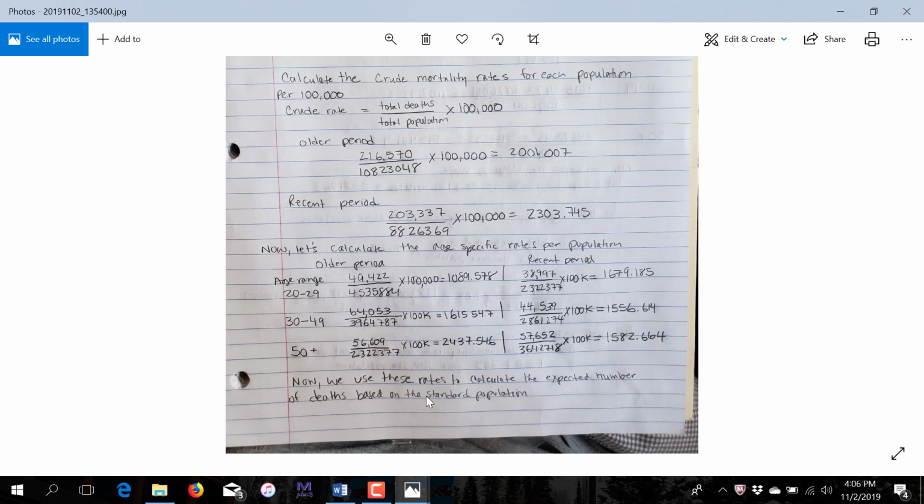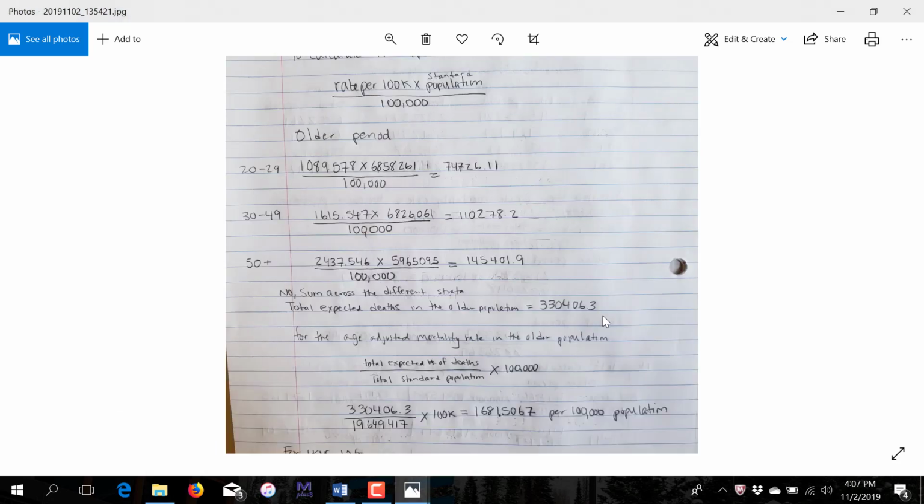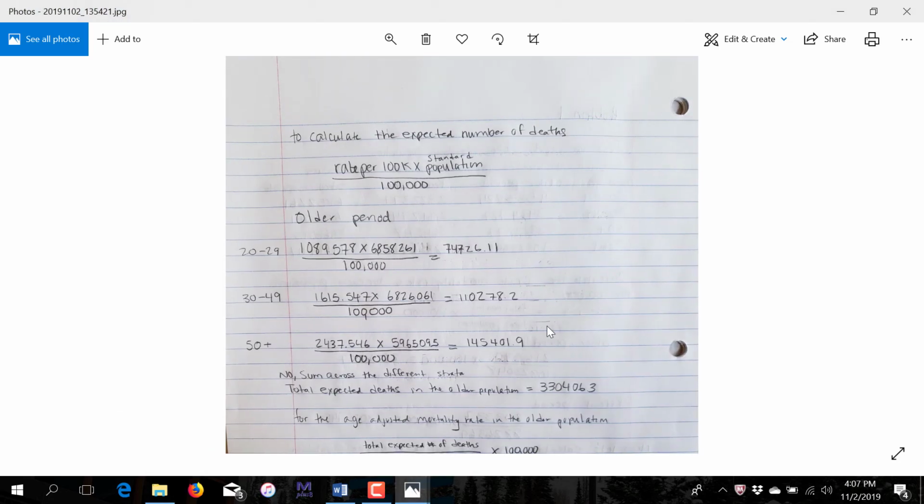Now that we have these rates, we use them to calculate the expected number of deaths based on the standard population. Let's go to the next picture. This is what we have to do to calculate the expected number of deaths. We know how many people died based on the true population values for the older period and the newer period. We'd like to know what the number of deaths would be if those mortality rates within each of those two specific populations were applied to the standard population. So that's what we're doing here.